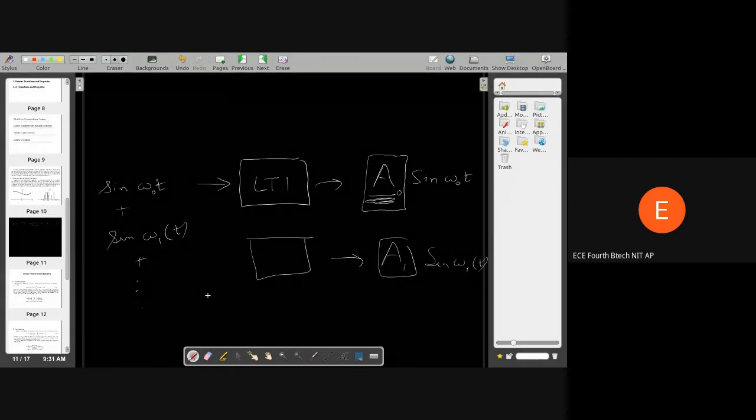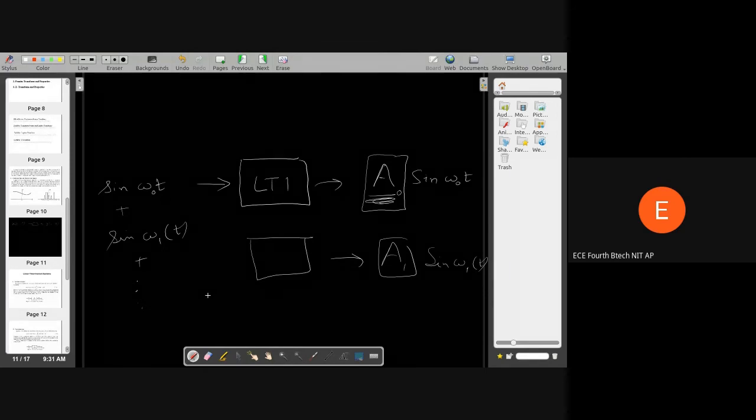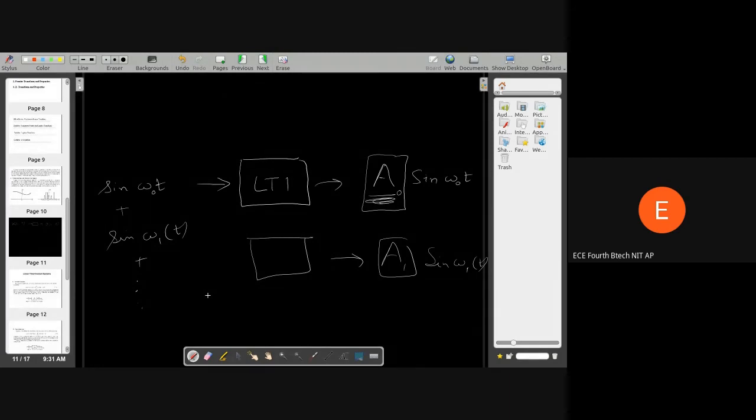So if you put a sinusoid, sine or cosine does not matter, into an LTI system, the output comes out to be a sinusoid with a change in its amplitude. If you are able to find out what the change in the amplitude will be, then if you have a sum of sinusoids, we can predict the output.